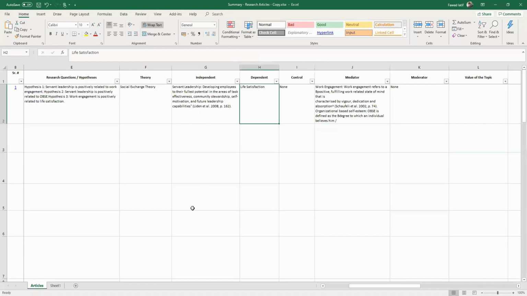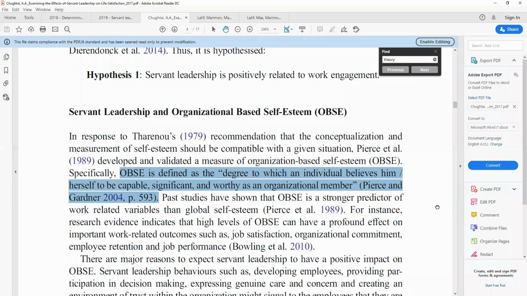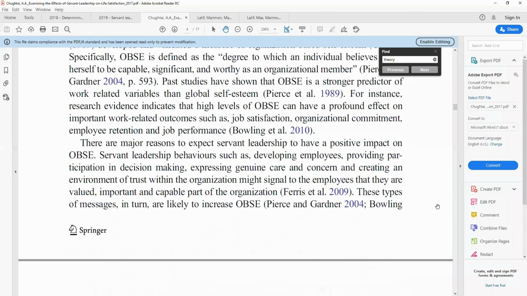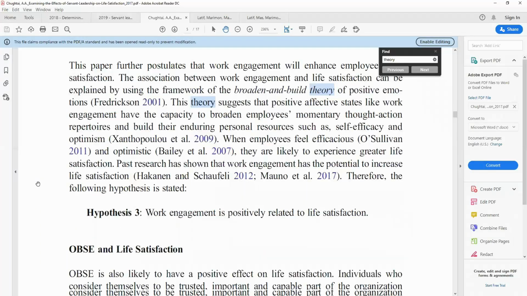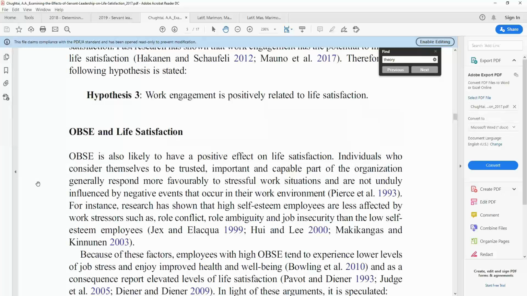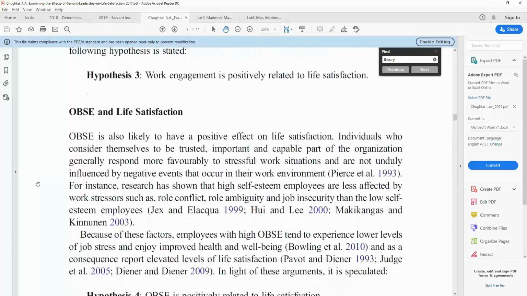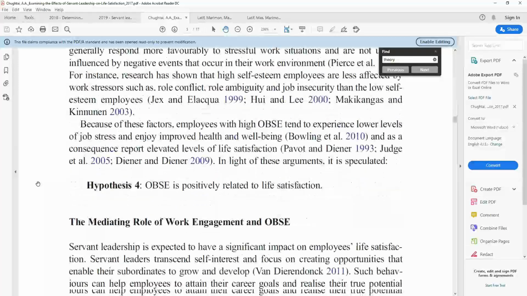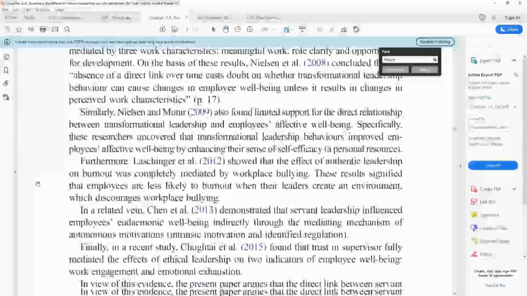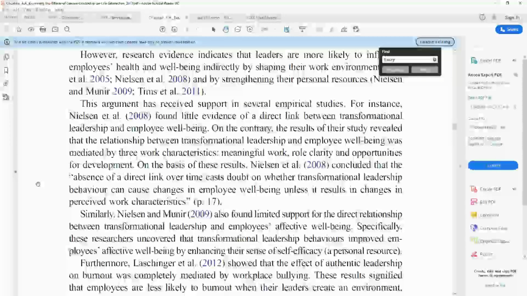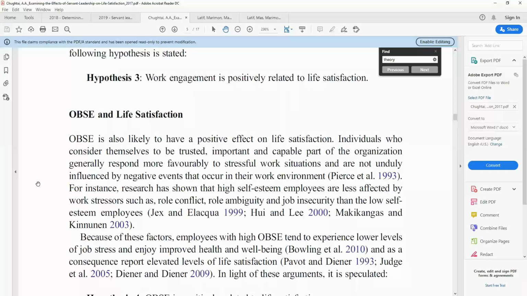And we are now left with the definition of life satisfaction. So we go to life satisfaction and search for our definition of life satisfaction. Okay, there is none here, but let's see if... okay, there's none here as well. So they did not propose any particular definition for life satisfaction, just like they did for other variables. So that could be referred to as a weakness of this study.